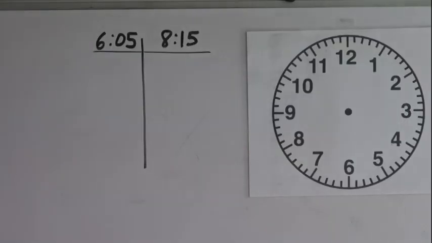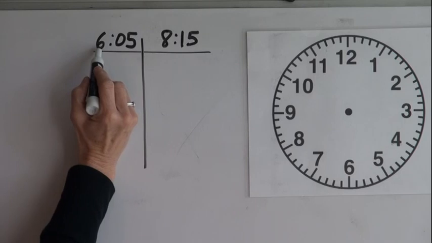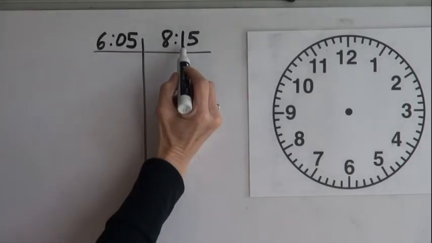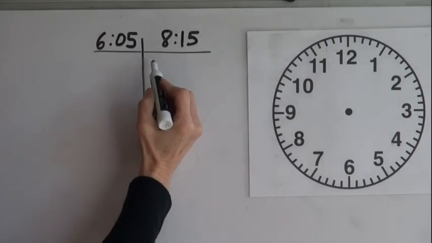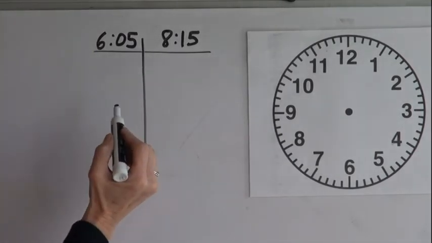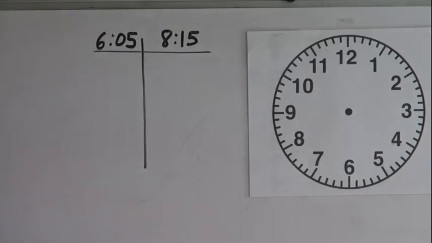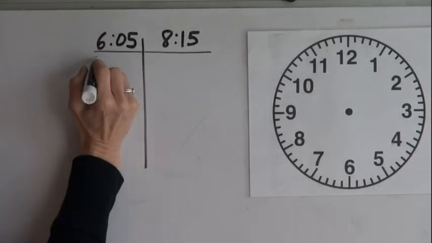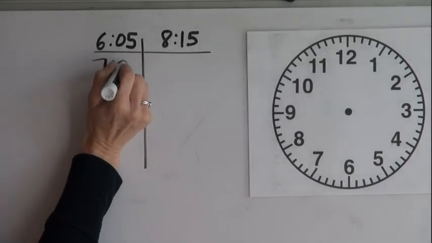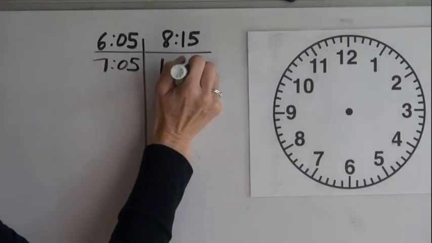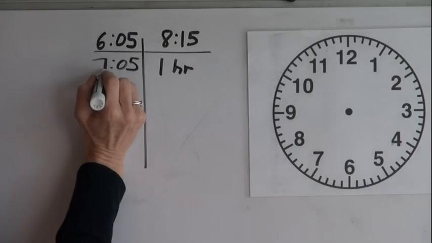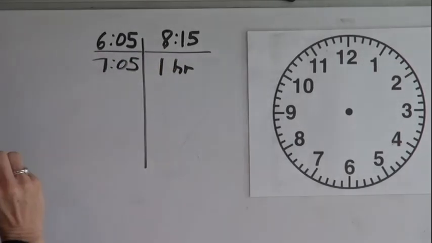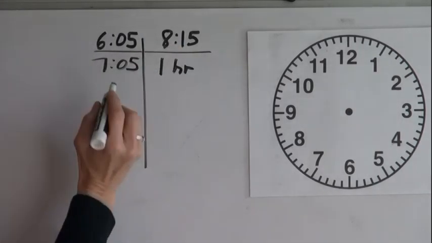Okay, let's try one together. We need to find out if our start time is at 6:05 and we end at 8:15, how much time has gone by between those two different times. So the first thing you're going to want to do is pick the biggest chunk of time first. So the biggest chunk of time is an hour. So if we do 1 hour, 6:05 plus an hour would be 7:05. But now can we take another hour? 7:05 to 8:05. Okay, we didn't go past 8:15, so that will work.